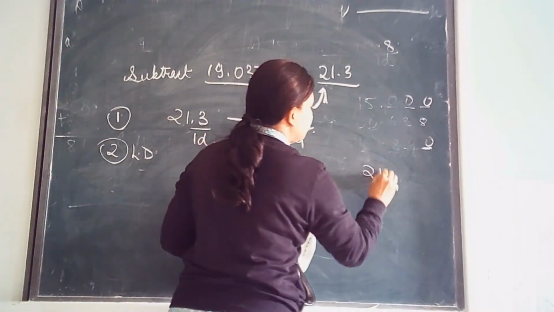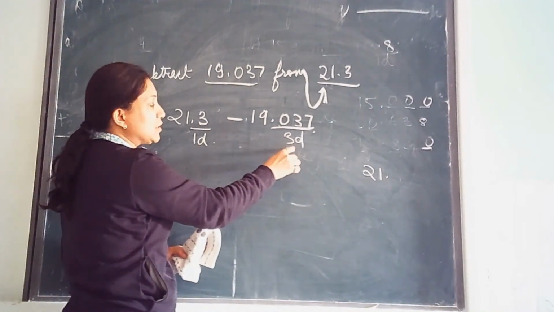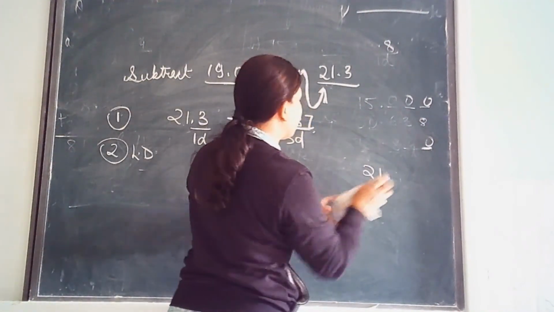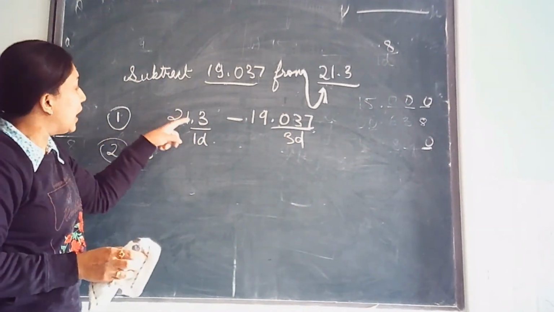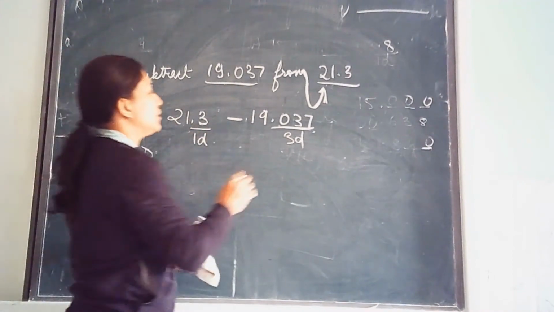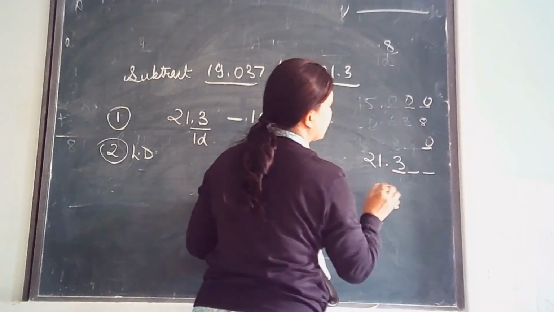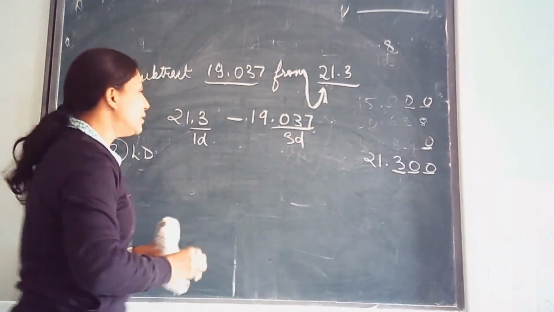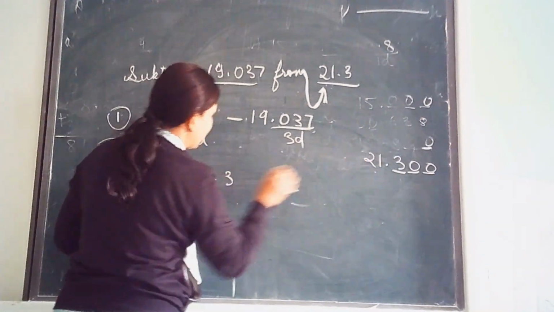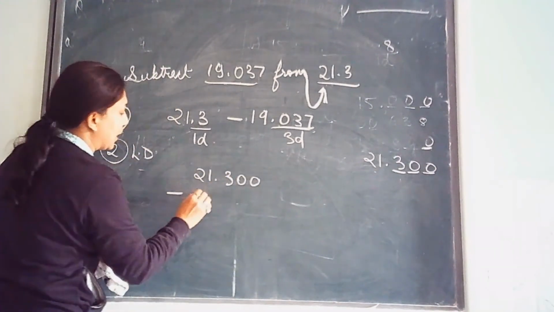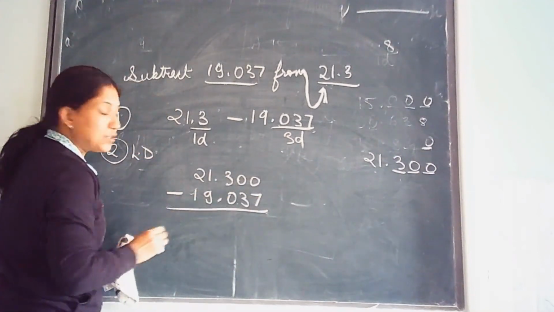So here you have a maximum of how many digits? 3, and here 1. So we will consider 3. We want to convert the other numbers also so that after the decimal they have 3 digits. So whichever does not have them, write 3 dashes and place 0. Clear? Now rewrite 21.3 as 21.300 minus 19.037 and do the subtraction.